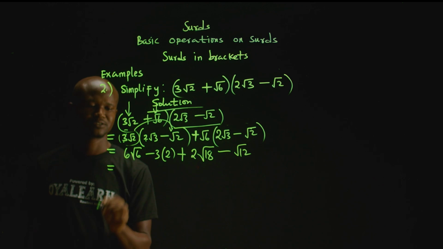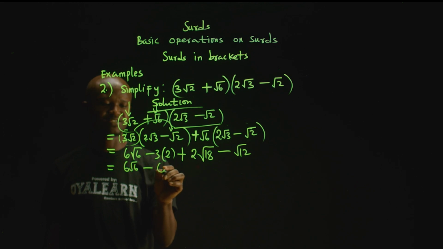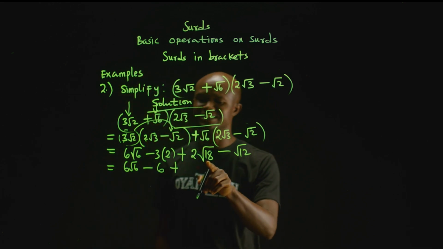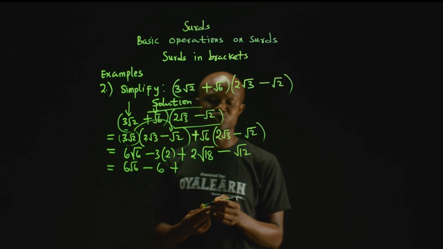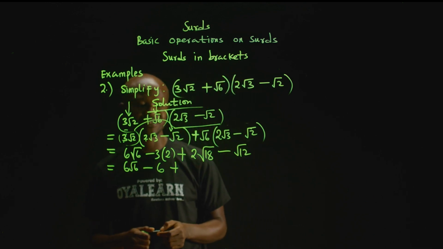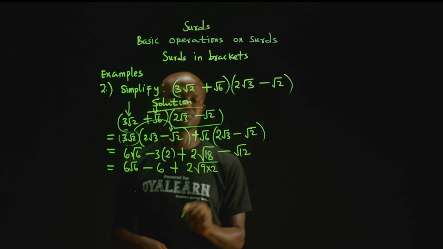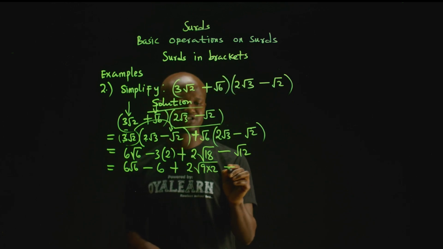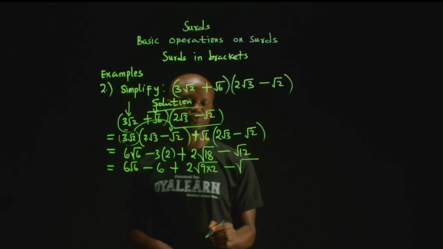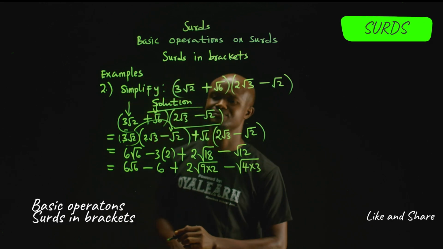Now simplifying further, we now have 6√6, then minus 6. That's 3 times 2. Plus, we can simplify this because there is a perfect square in 18. And the highest perfect square we can have in 18 is 9. So we can write this as 9 times 2. Then minus, what are we having here? This is √12. The highest perfect square in 12 is 4. So we have this as 4 times 3.